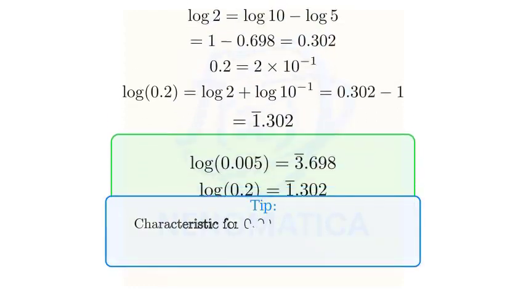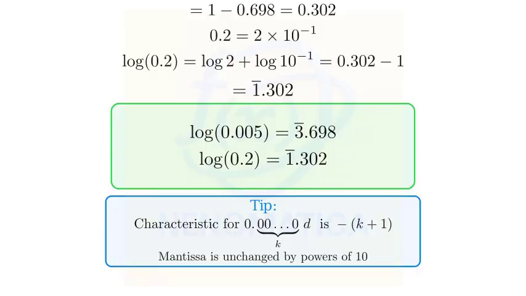Tip: for decimals less than 1, count the number of zeros after the decimal and before the first non-zero digit. The characteristic is the negative of that count plus 1. The mantissa depends only on the digits, not on the decimal point location.